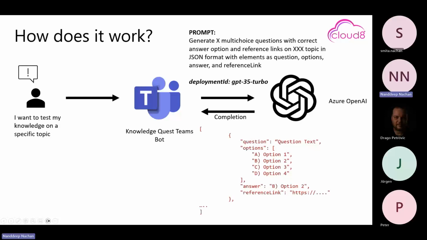So let's see what exactly this prompt and this completion are. The user is saying, generate this many multiple-choice questions with the correct options and a reference link on the specific topic provided by the user. Over here we are going a bit technical. It will be in JSON format, because JSON is the simplest way to process your data with elements such as the questions. The question will be here, there will be the options, the answer and the reference link. So it's all about having this architecture-level diagram of how it's happening.